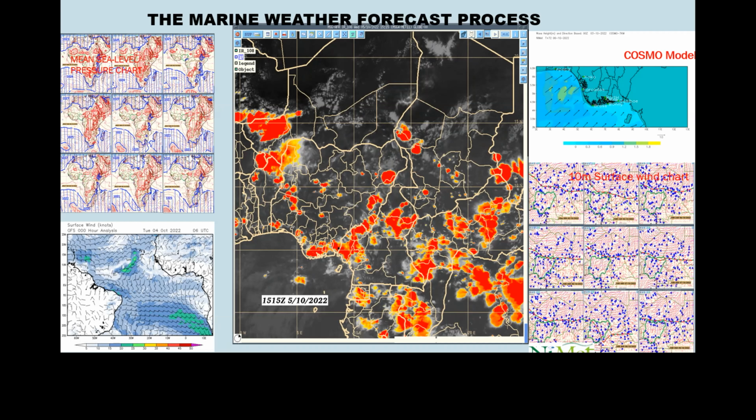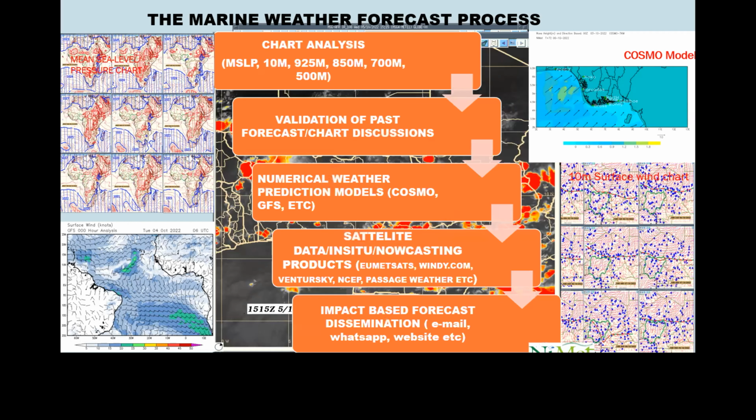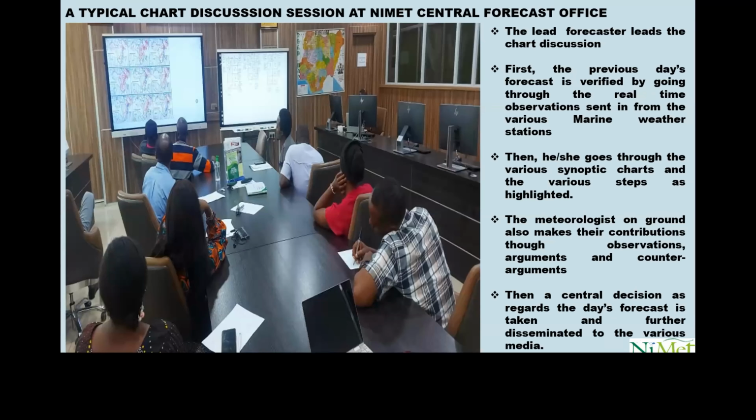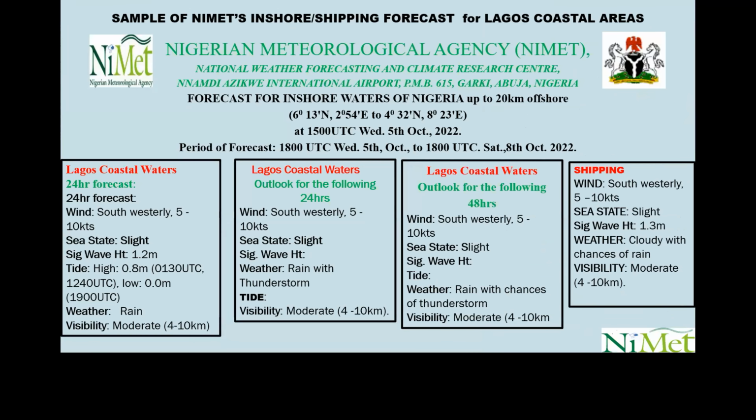Then these are the processes that we engage in. We analyze our charts, we do the validation of the past information, we use numerical weather prediction and satellite information. All these are the outcome of our information that we get from NIMET. And then thereafter, we come together and have a discussion on the information before we eventually produce the weather.